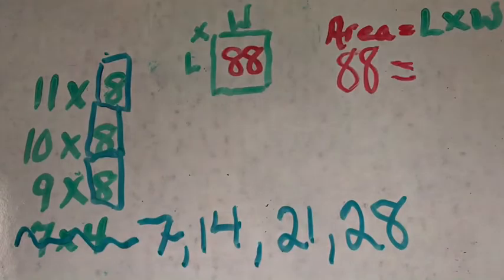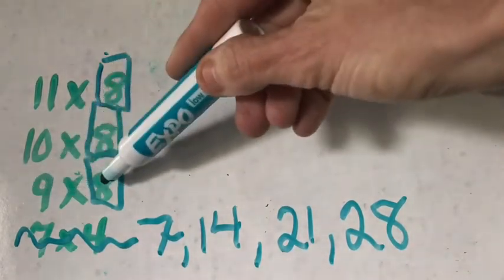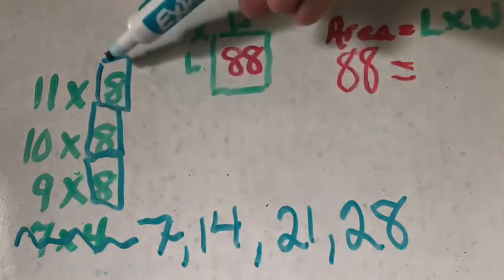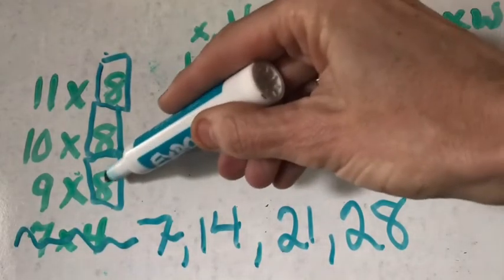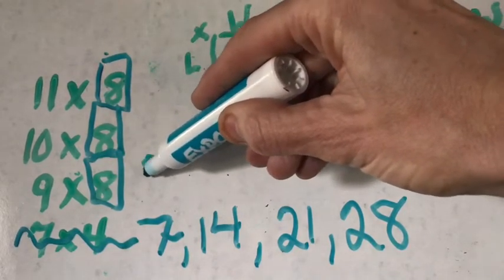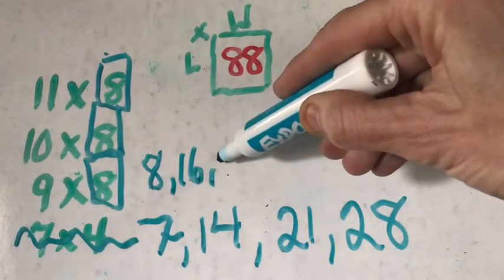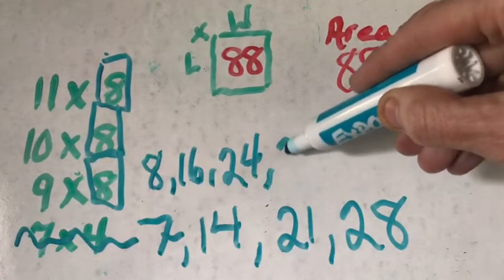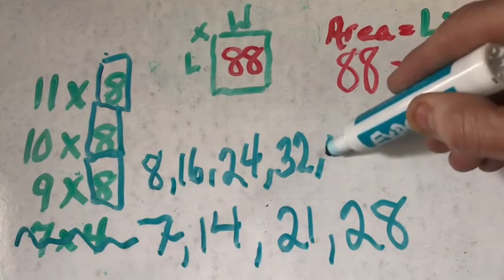Now I can just start counting by 8s. And as I go, when I get 9 8s, I'll have the answer. And then if I have to keep going, I can add another 8 to get 10 8s and another 8 to get 11 8s. So let's start counting by 8s. I'm using that because that's what all 3 of these have in common. So let's start. 8 plus 8 is 16. 3 8s would be 24. 4 8s would be 32. 5 8s would be 40.